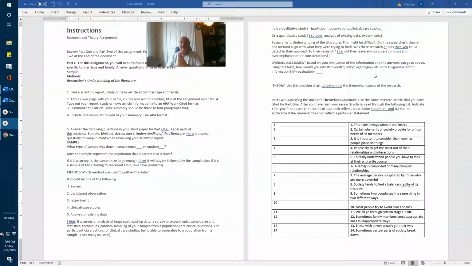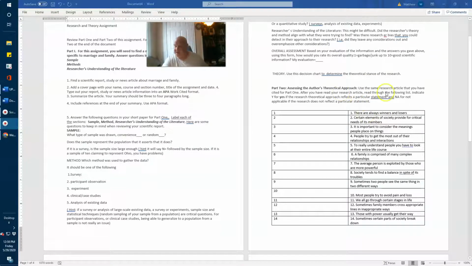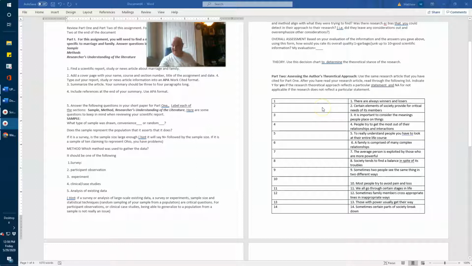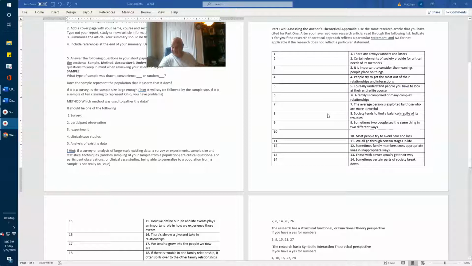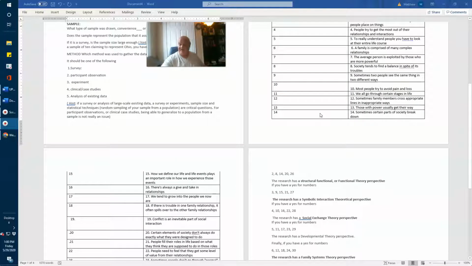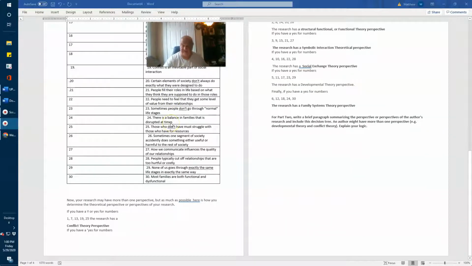Please, again, do not answer these with yes or no, and don't give me an outline. These are instructions on how to do it, okay? Now, here's part two, and this is a tool. Use the same research article you've cited for part one. After you've read it, read through it again and indicate yes if the researcher reflects a particular statement and not applicable if the researcher doesn't reflect it. It's a way for you to analyze the research. It's a score, and there are 30 criteria you read through.